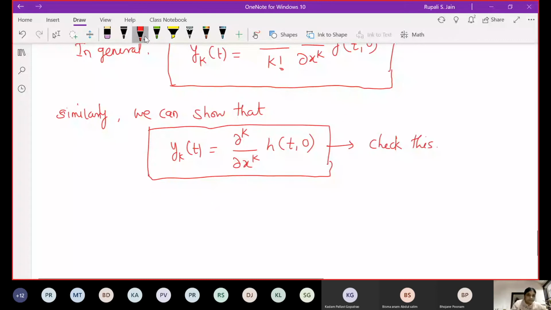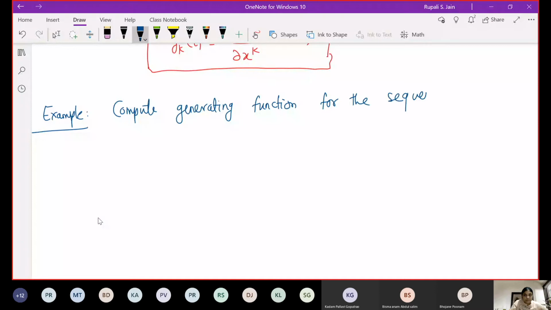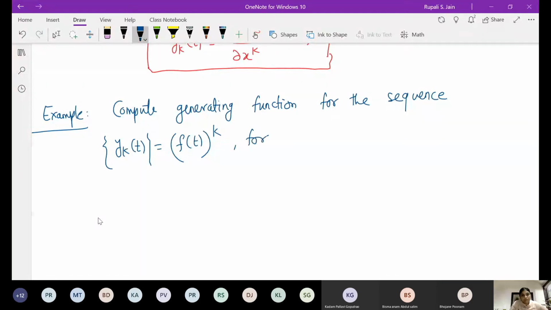Now we'll have an example. Find, or compute, the generating function for the sequence y_k(t) equal to f(t) raised to k, for some function f(t). So I want to find the generating function for this.